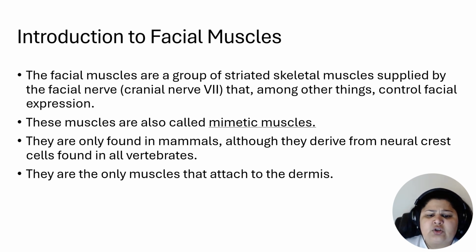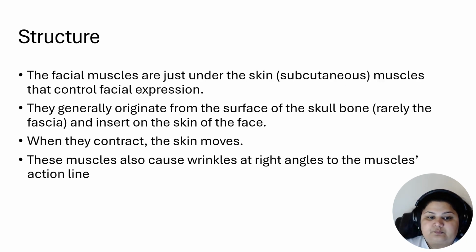These muscles are also called mimetic muscles. We know something called mimes. When you go to Paris, you'll see a lot of mimes, and they'll make all sorts of faces. That's why they're called mimetic muscles, because they're responsible for expressions. They're only found in mammals, although they derive from neural crest cells found in all vertebrates. But mostly it's in mammals. And they are the only muscles that attach to the dermis, to our skin.